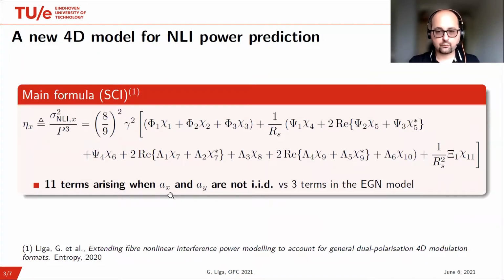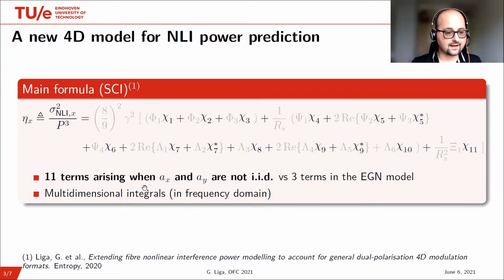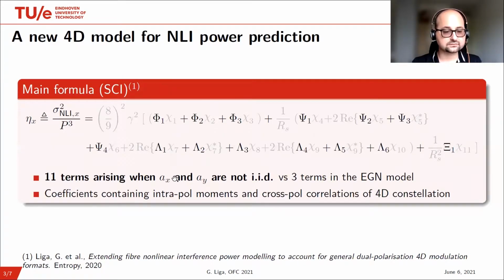So what we did is we introduced a new model, a new expression to accurately capture the nonlinear interference power for general dual polarization 4D formats. And this is the expression that we obtained. As you can see, there are 11 terms compared to the 3 terms that you would normally see in previous models, like the EGN model. These terms, chi, correspond to multidimensional integrals. And these terms are coefficients that contain both intra-polarization moments and cross-polarization correlations of the 4D constellation.